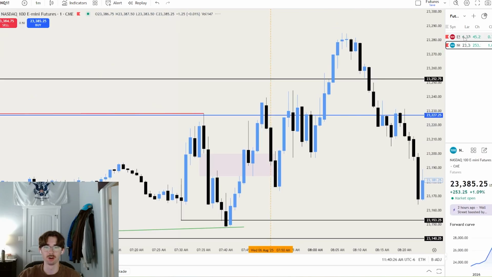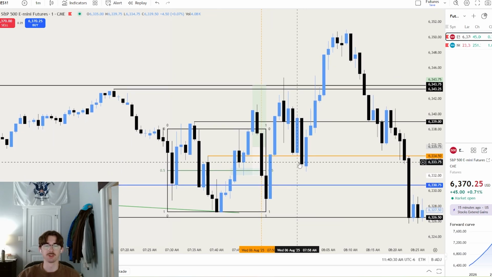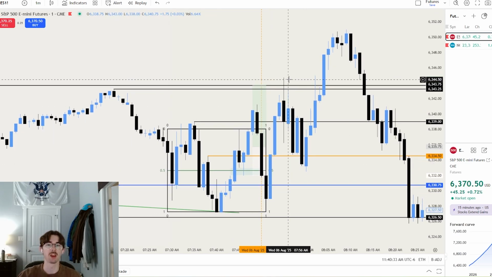I guess just more imbalances, but I don't know. This price action was kind of bad because it immediately comes back up right after, takes out my draw on liquidity. So it was a pretty good draw.